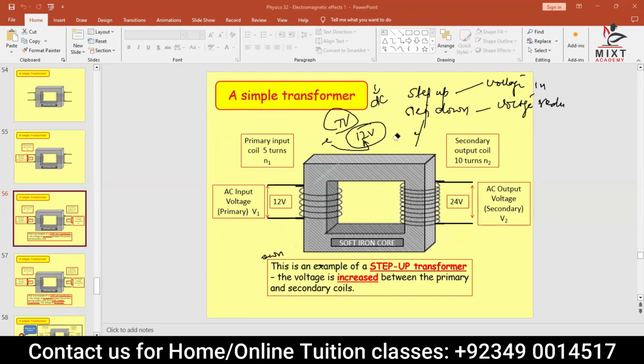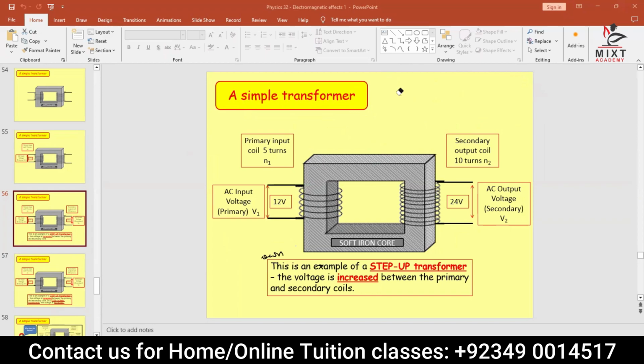Put a heading: construction of a transformer. No need to draw the diagram, but I will send you this presentation anyway. Just write what I am saying: transformer consists of primary coil, in the bracket write down input coil, comma, secondary coil, and soft iron core.